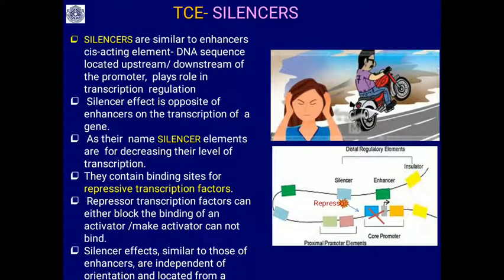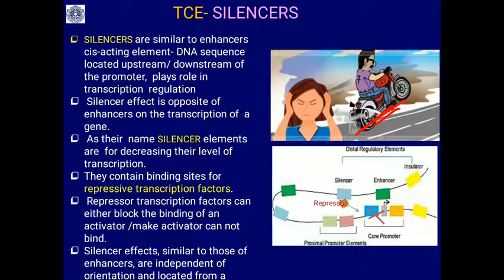Now let us go one by one: silencers, repressors and activators. Silencers: you know that if there were no silencers, you could not tolerate the horn or the noise of this bike. That's why the silencers are adjusted, otherwise you will get fined by the traffic police.